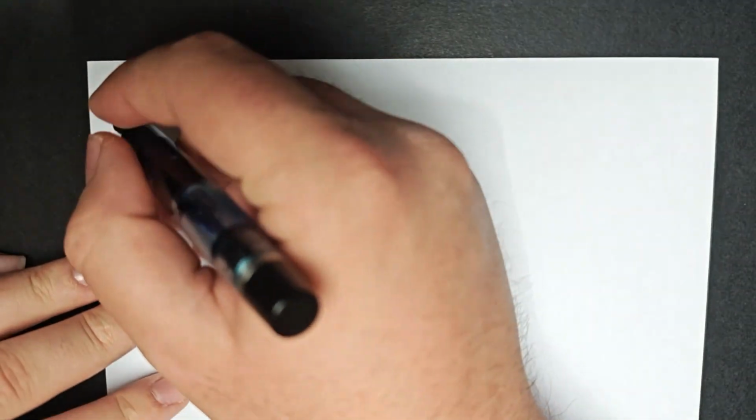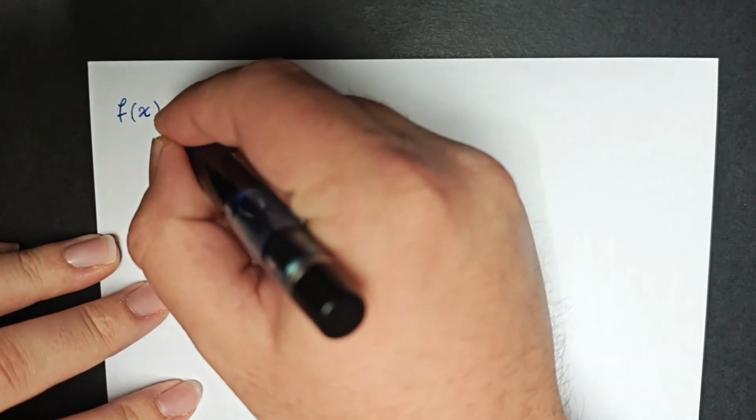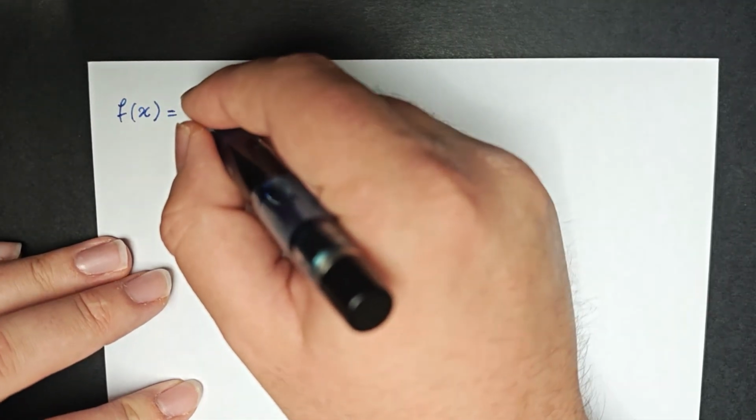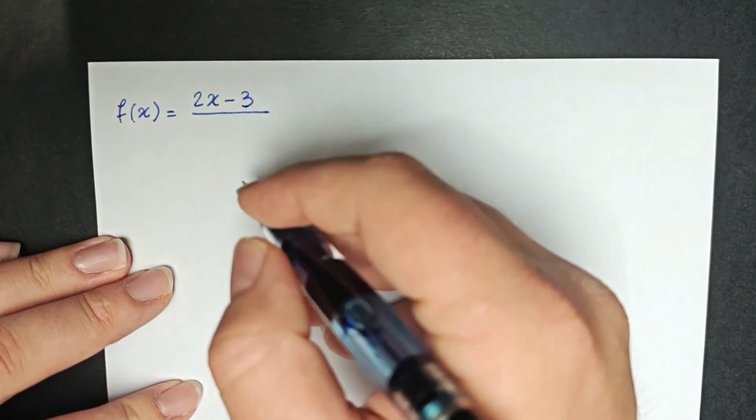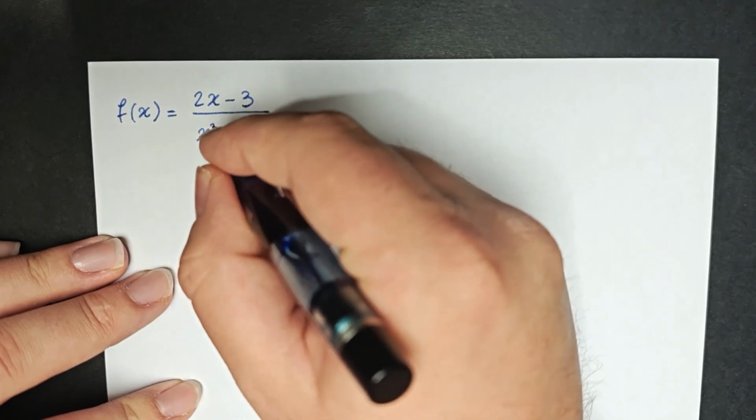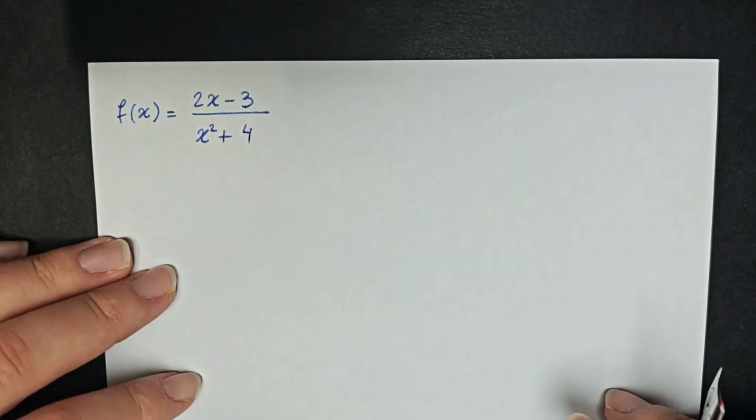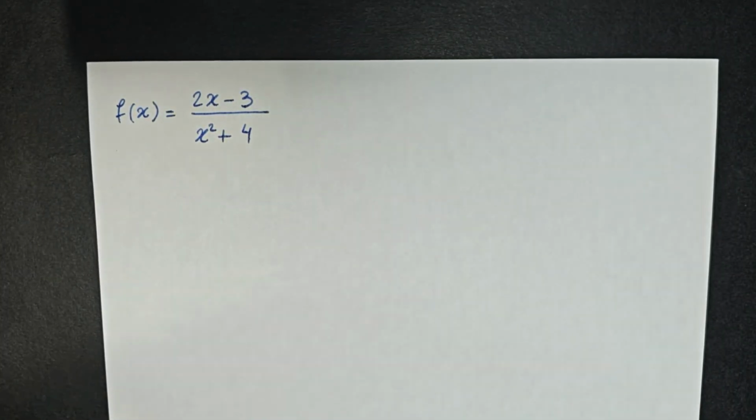Let's take a look at another example. We have a function f which is defined as a fraction. In the numerator we have 2x minus 3 and our denominator is x squared plus 4. Let's find the domain of this function. We are again using the same procedure.